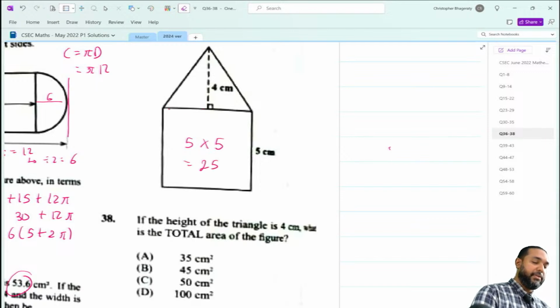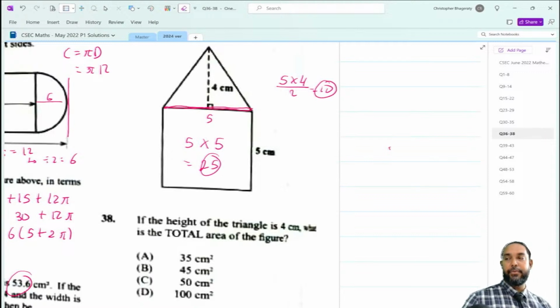Now this piece here is a common side between the triangle and the square, which is also 5. And the area of a triangle is base by height divided by 2. 5 by 4 is 20, and 20 over 2 is equal to 10. So when you add 25 and 10, what do we get? 35.